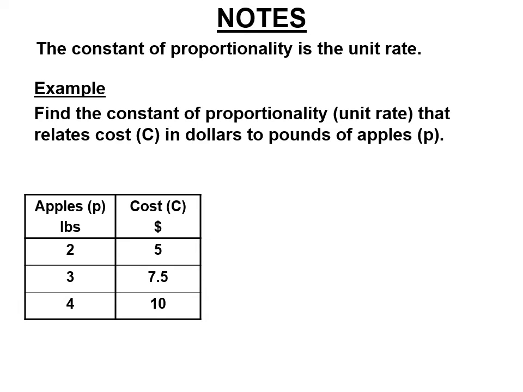All right, so we're going to tie this back to the constant of proportionality. Remember, the constant of proportionality is that ratio in the tables. So let's see that. It happens to always be the unit rate. So find the constant of proportionality that relates costs in dollars to pounds of apples, right? So we're going to do any of these, right? We're going to do the cost to the apples, all right? And so, right, 5 over 2, it's saying find the constant of proportionality.